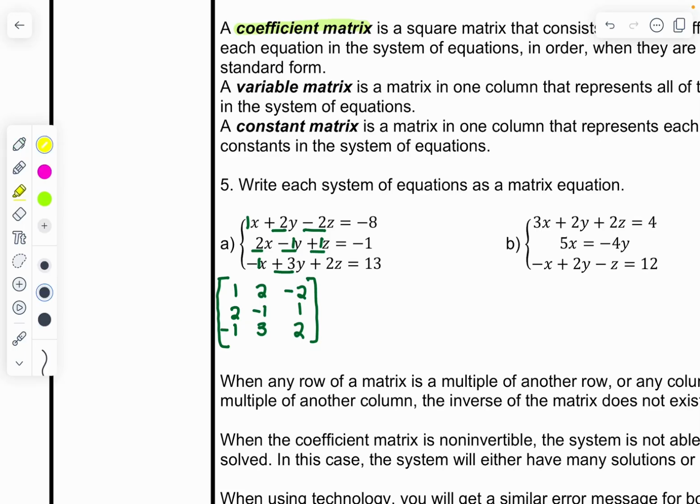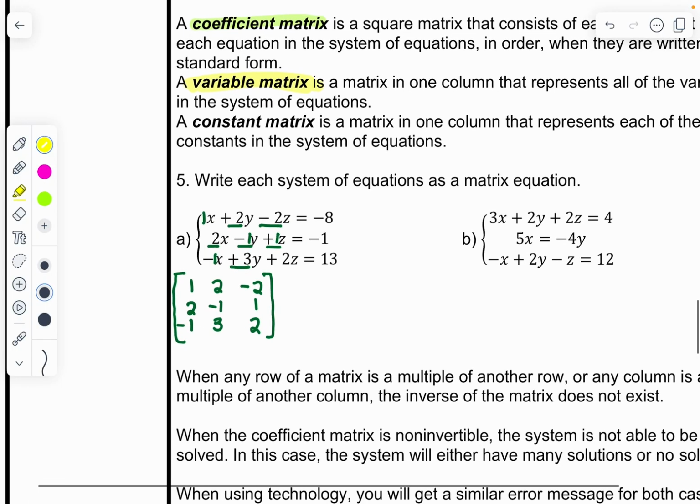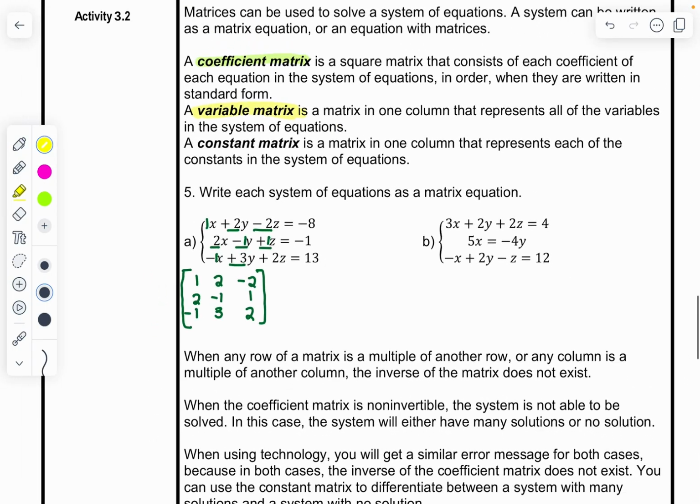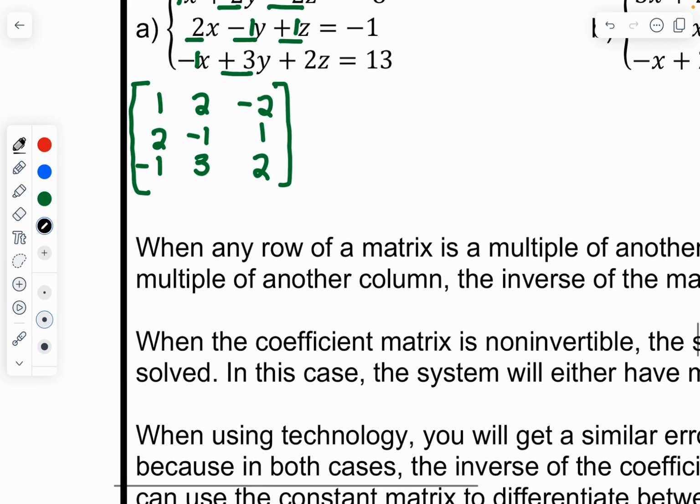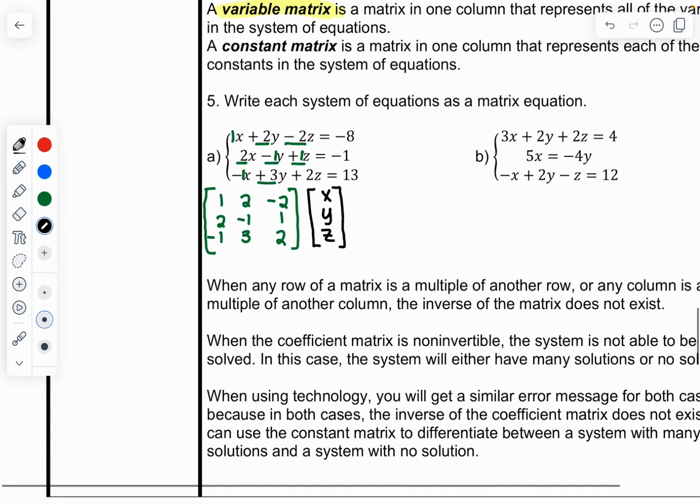It says the variable matrix is a one column that represents all of the variables in the system of equations. So for this, that means that our variables are X, Y, Z. So X is on top, Y is in the middle, Z is on bottom. And that is our variable matrix.